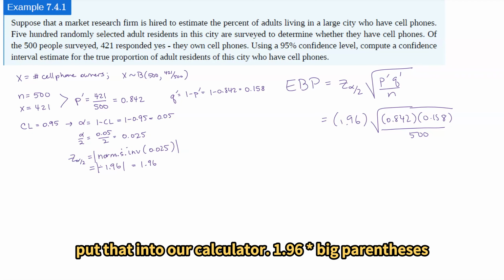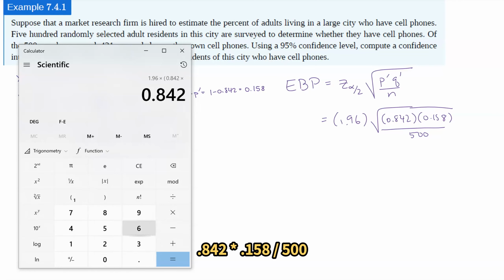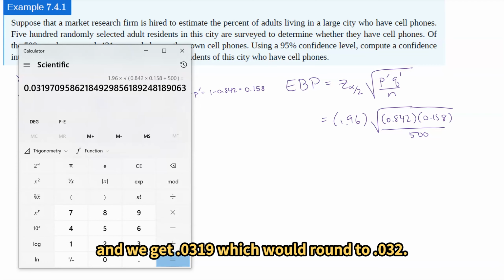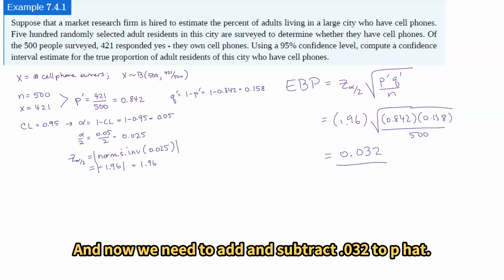And we'll put that into our calculator, 1.96 times, big parentheses, 0.842 times 0.158 divided by 500. Take the square root of all of that and hit enter, and we get 0.0319, which would round to 0.032. And now we need to add and subtract 0.032 to p hat.